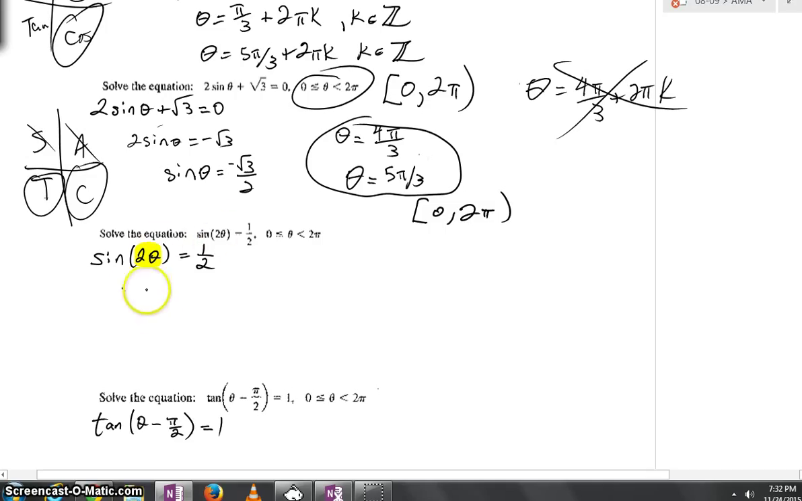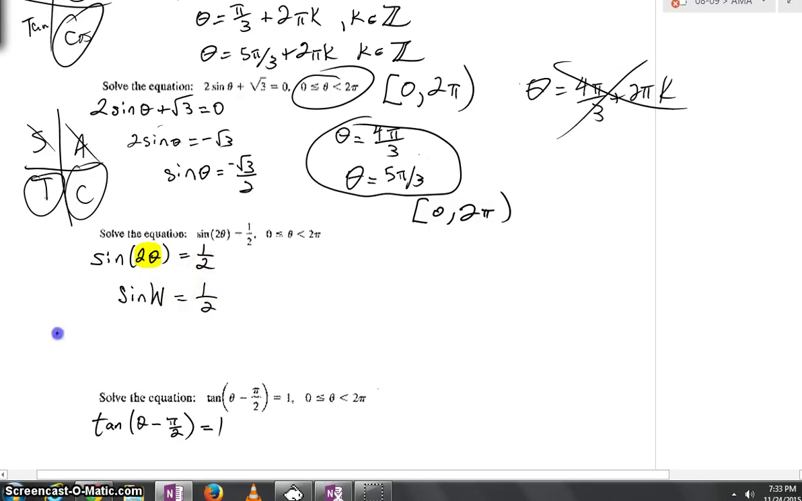For this next one, very, very big difference. You can see I've highlighted the 2 theta. I strongly, strongly recommend whenever the argument, the inside of a trig function, changes, that we just modify that by making a little substitution. I usually put in a w, and we'll solve for w.